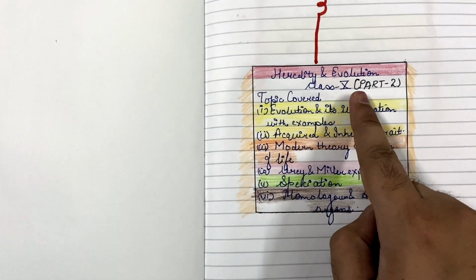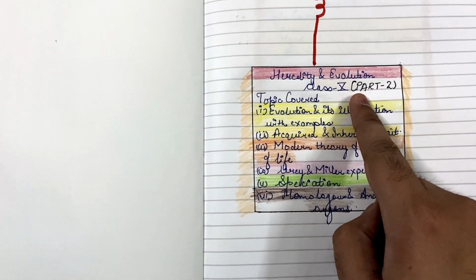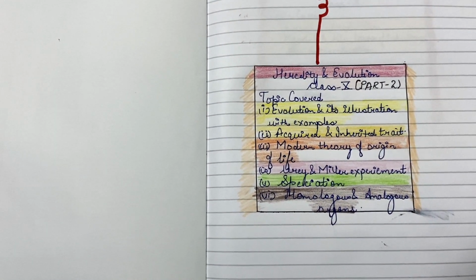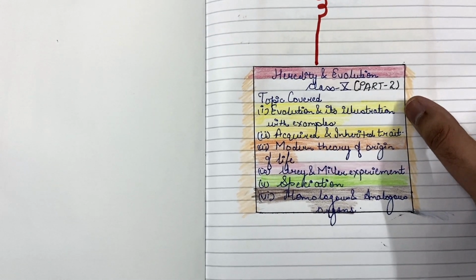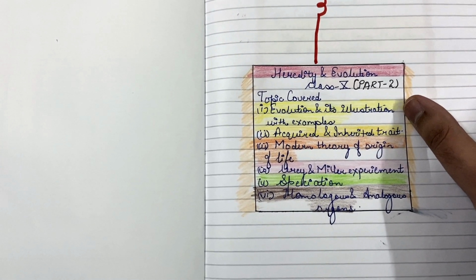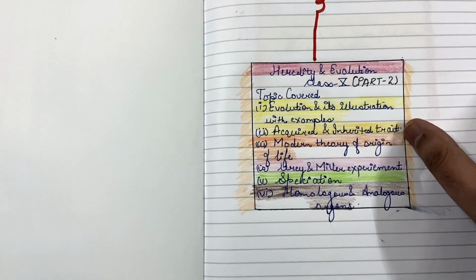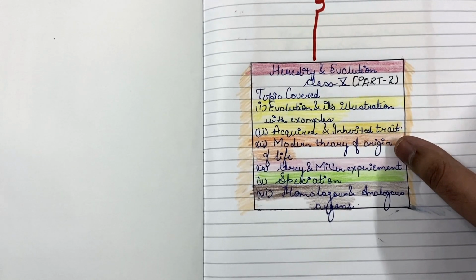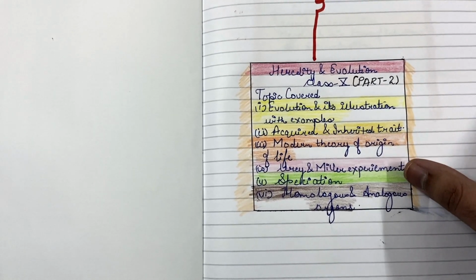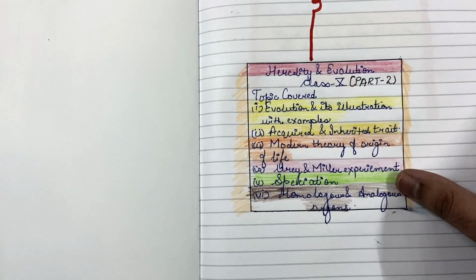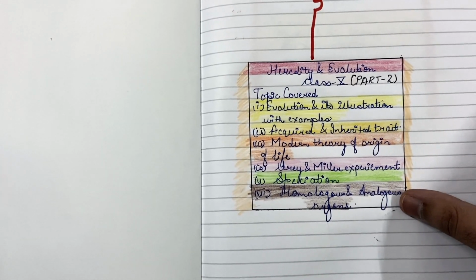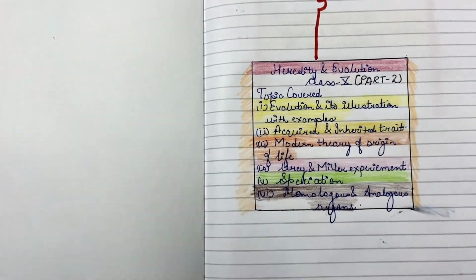Hello students, this is the second video of Heredity and Evolution, and the topics covered in this video are evolution and its illustration with examples, acquired and inherited traits, modern theory of origin of life, Urey and Miller experiment, speciation, homologous and analogous organs. So let's start.